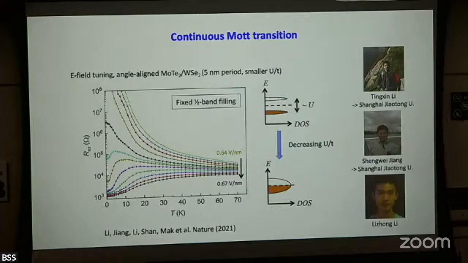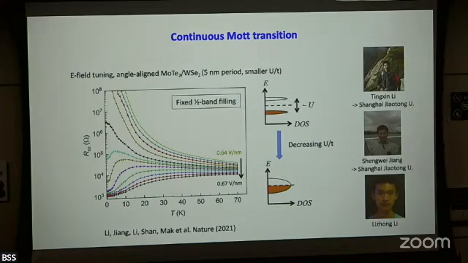Now we measure the resistance at filling equal to 1, which is fixed, and what we are changing is just the vertical displacement field. For small displacement field we have this insulating behavior, and for large displacement field it becomes metallic. If you look down here, this follows T squared, so it's a good Fermi liquid. And you can do scaling, scaling this into two groups, the insulating and the metallic.